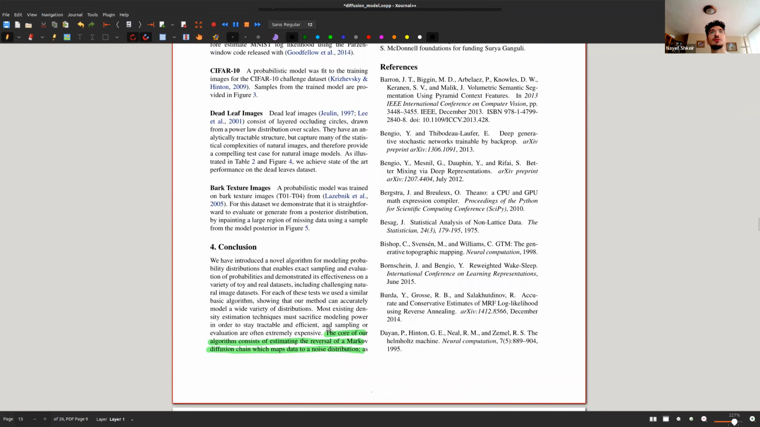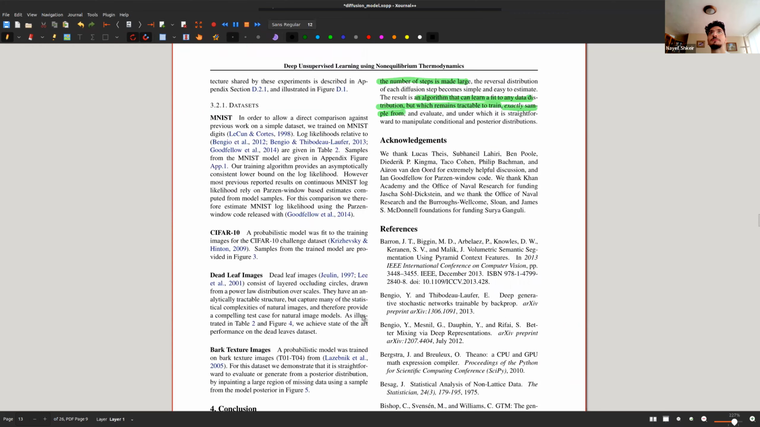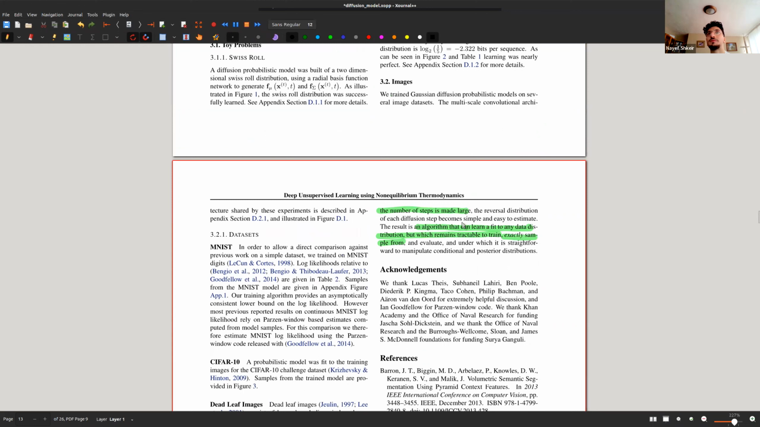And so, to conclude, the core of our algorithm consists of estimating the reversal of a Markov diffusion chain that maps data to a noise distribution as the number of steps is made large. So this algorithm can fit any data distribution, it remains tractable, and it can exactly sample. You can exactly sample because every step in your Markov chain is exactly defined by a Gaussian.